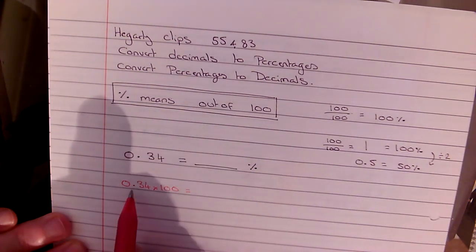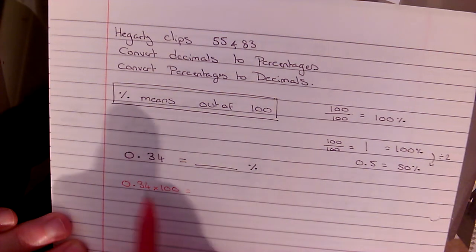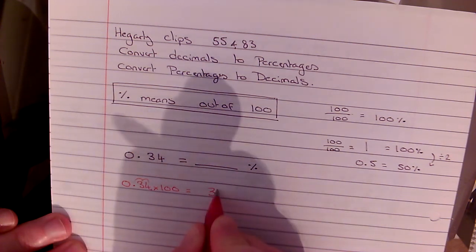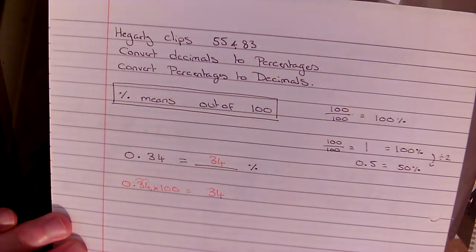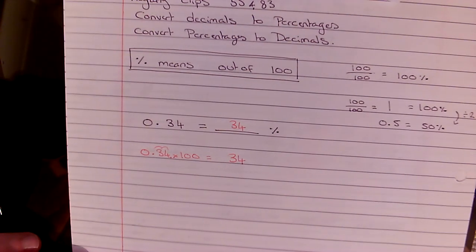And how to do that, I'm going to move this decimal point to the right, because I'm multiplying, by 2 spaces. 1, 2. Okay, so 1, 2. So it's now going to end up behind the 4. So the answer is 34%. Sorry, 0.34 is 34%. Okay, let's have a look at another one.